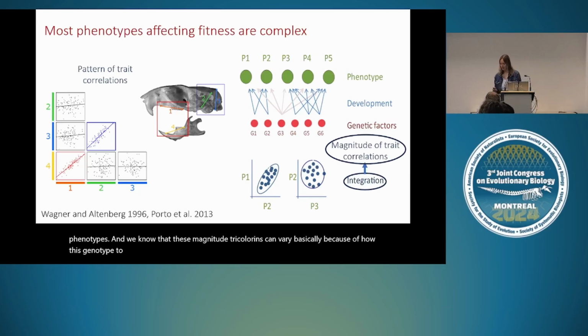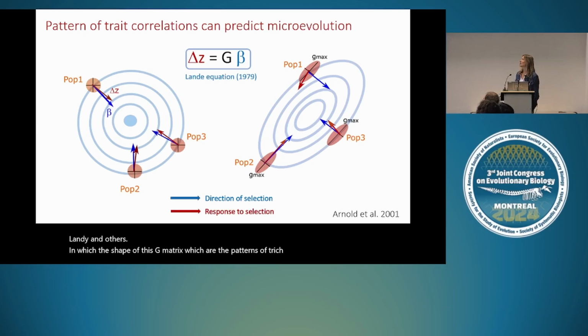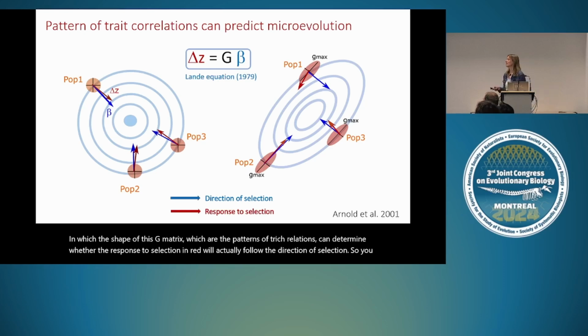And we know that the magnitude of trait correlations can vary basically because of how this genotype to phenotype map is configured. And trait correlations are very important for microevolutionary predictions because there is a theory developed by Lande and others in which the shape of this G matrix, which is the pattern of trait correlations, can determine whether the response to selection in red will actually follow the direction of selection. So you can have cases in which the response to selection would actually follow this line of most genetic variance instead of following the direction of selection.